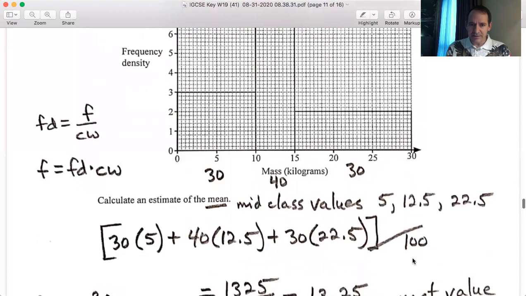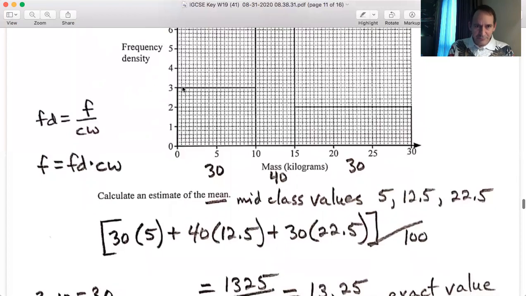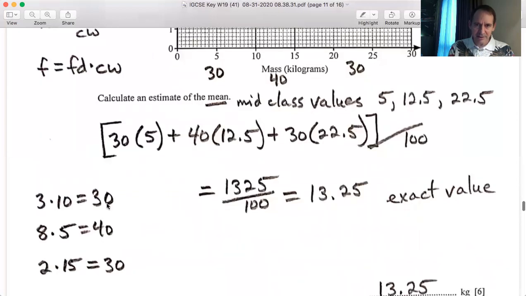Now we need to find the frequencies. So remember, frequency density, which is the height, is frequency divided by class width. So then frequency is frequency density times class width, if you multiply the class width to the other side. So we see the frequency density here is 3, times the class width, 10. So 3 times 10 is 30.